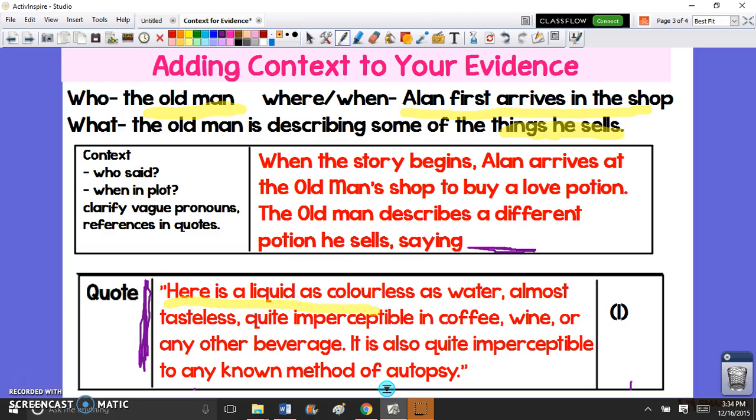All right, so as you go through your essay, please look at your quotes. Think about what part of the story it's happening in. Who is saying it? Where and when is it happening? And what is happening in that part of the story?